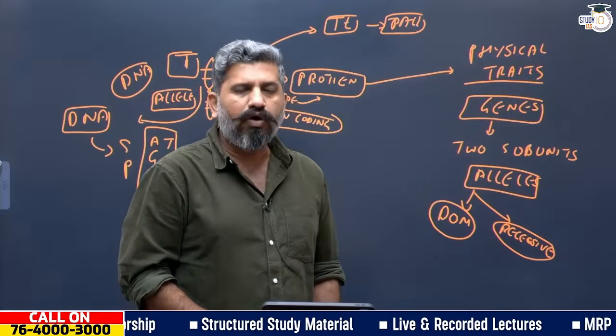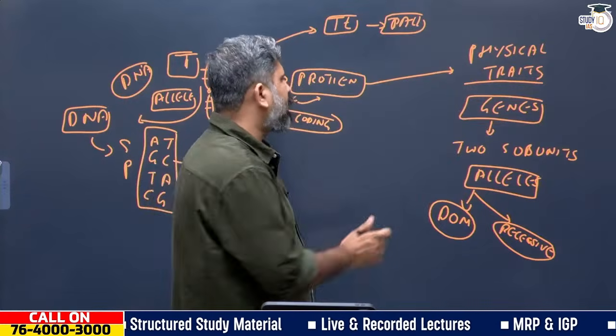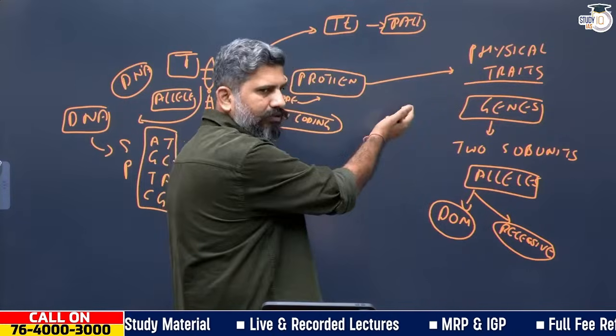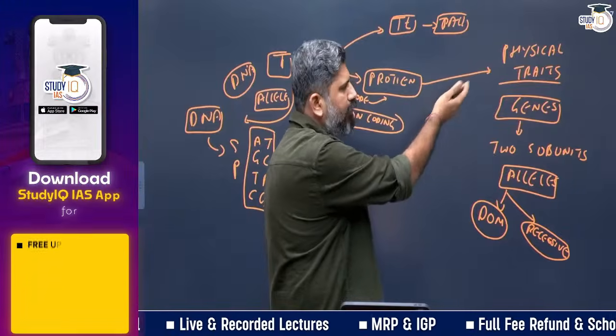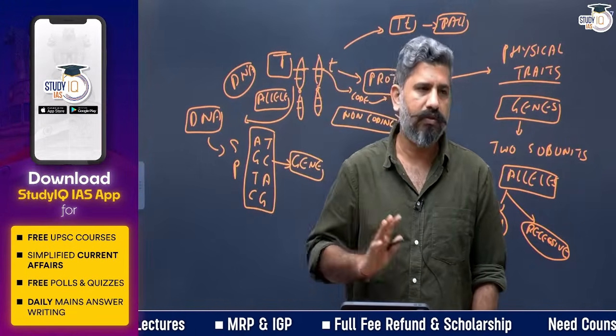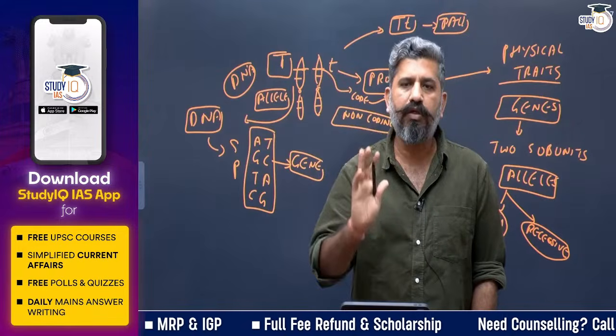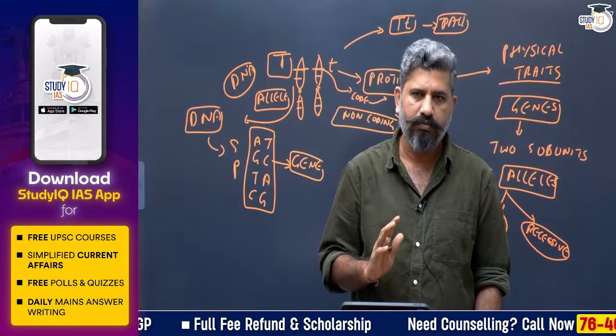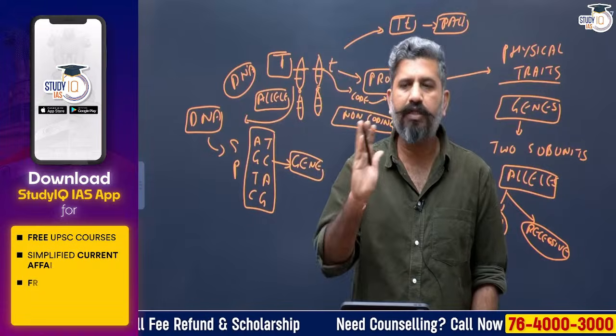Non-coding. And what exactly does the coding part do? Coding part is the one which produces the amino acids, which is later going to convert into proteins, and proteins are the ones which manifest in the physical traits. Simple? Yes or no? And this code is going to be what? A fixed code. This code is going to be fixed. And what is going to be this code?